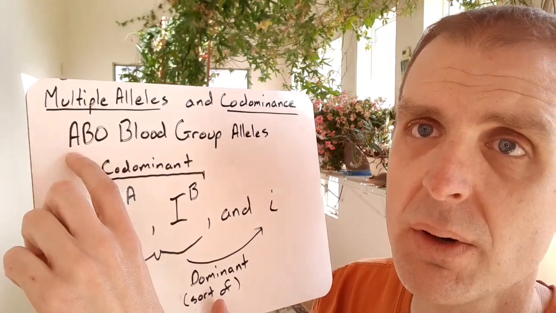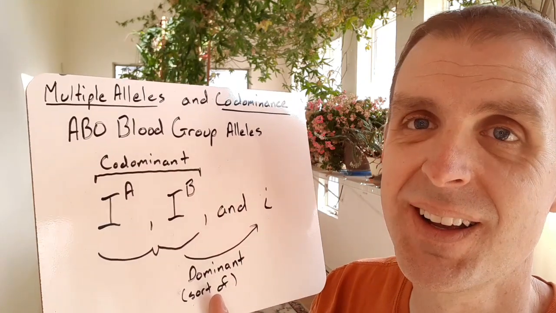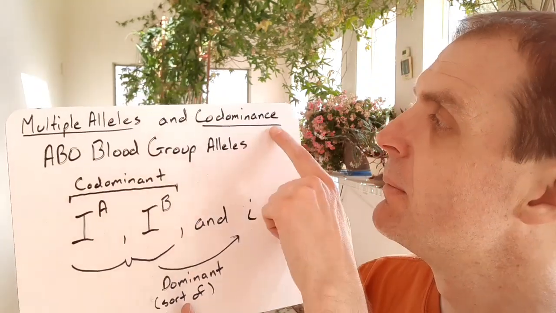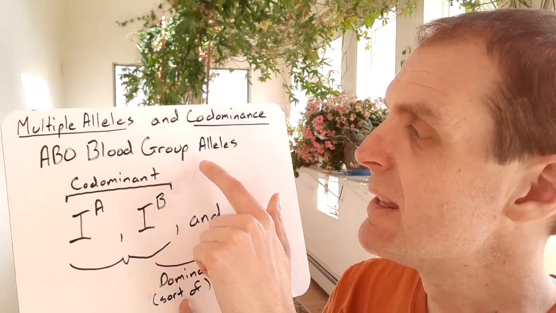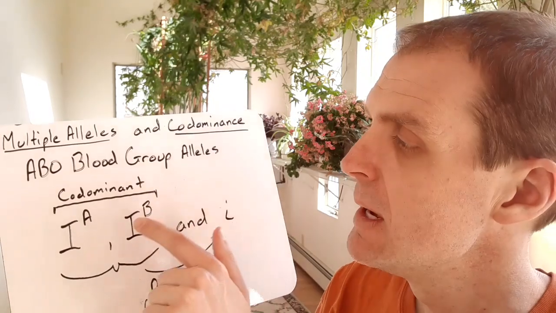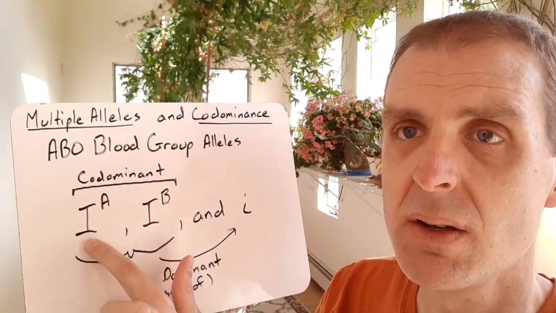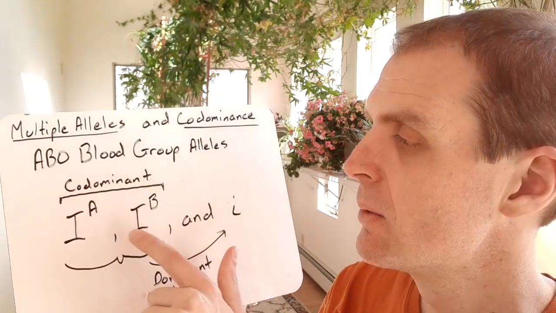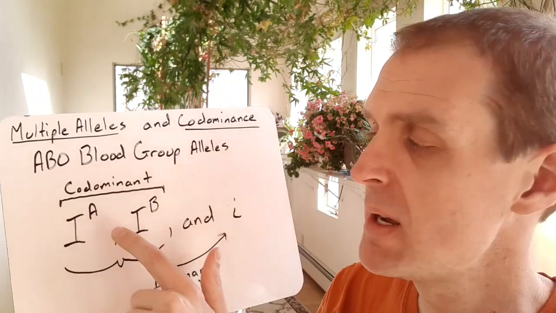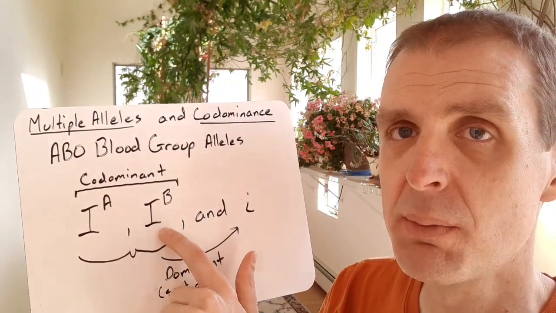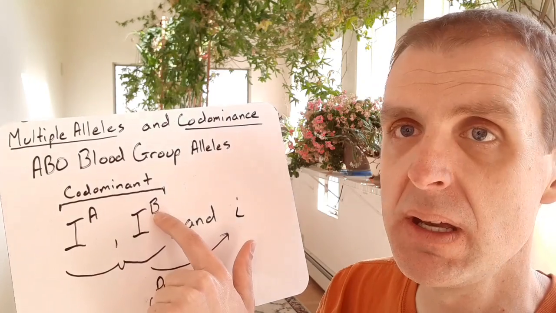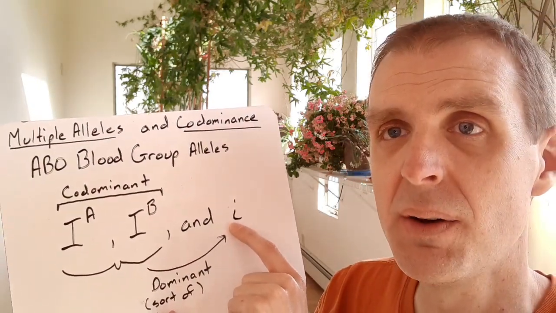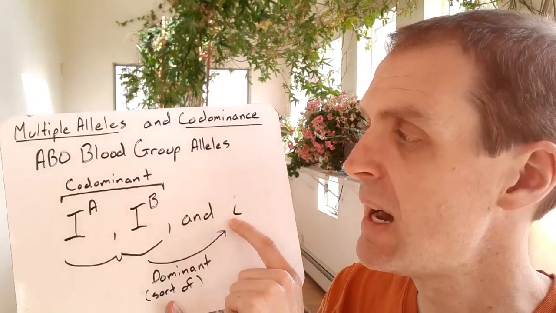But here we're going to look at another classic example of a trait that shows codominance, and that is the ABO blood group. With the ABO blood grouping alleles, you have an allele that codes for A, which is a capital I superscript A. You have an allele that codes for B, which is capital I superscript B. And then if you have O, it would be a lowercase i.